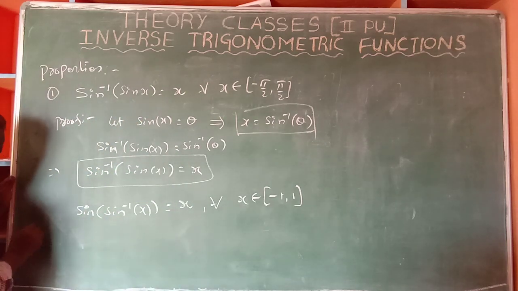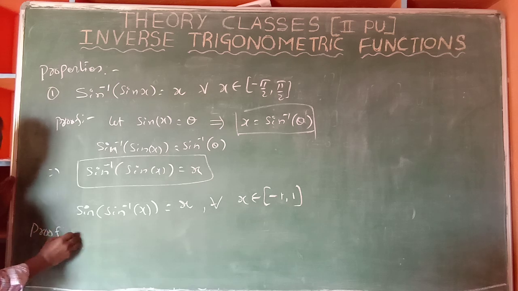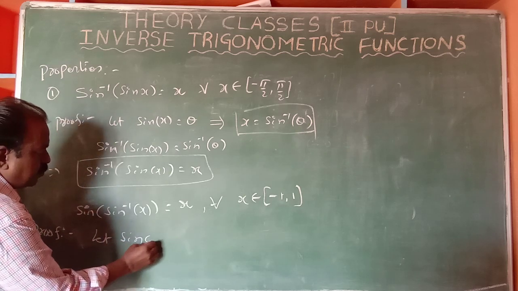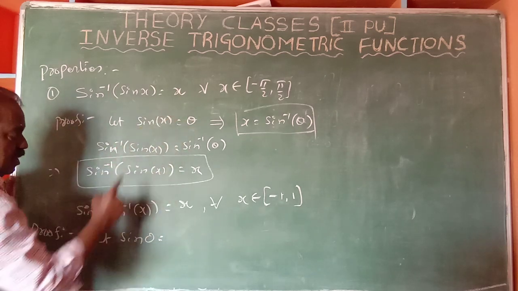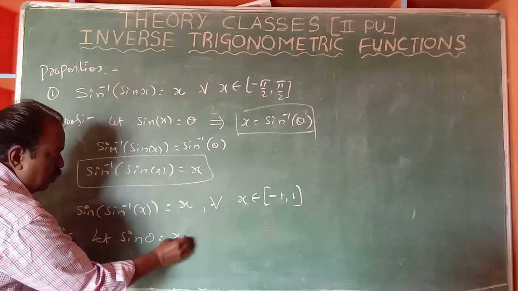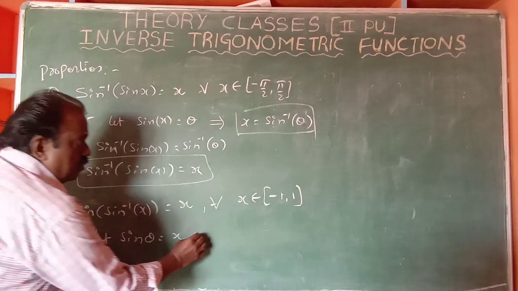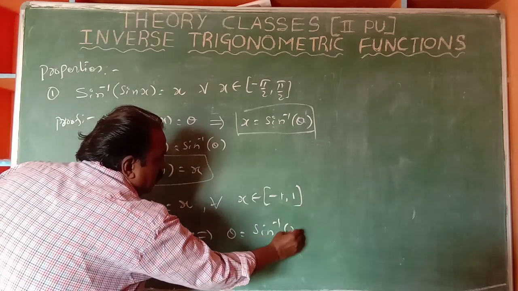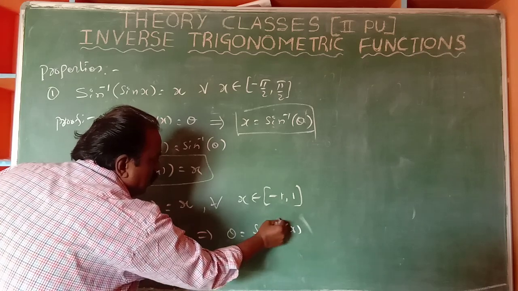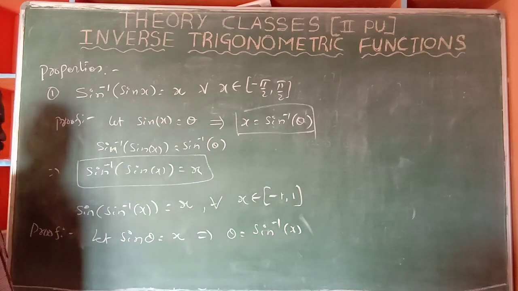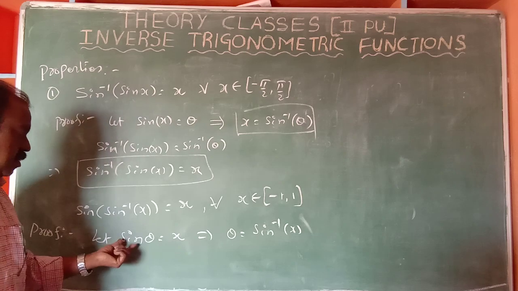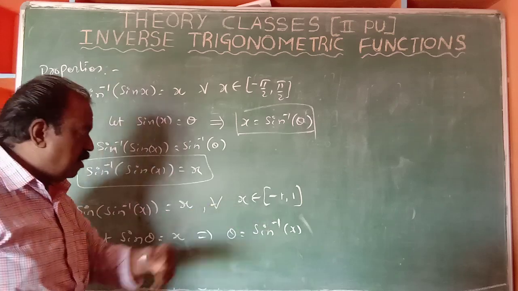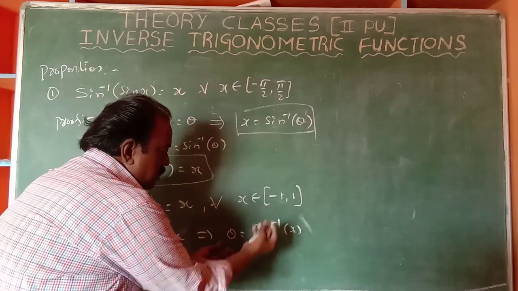Now, in order to prove it, let sin theta is equal to x. That implies theta is equal to sin inverse x. This is our assumption: sin theta is equal to x, so theta is equal to sin inverse x. It is one result, LHS and RHS.